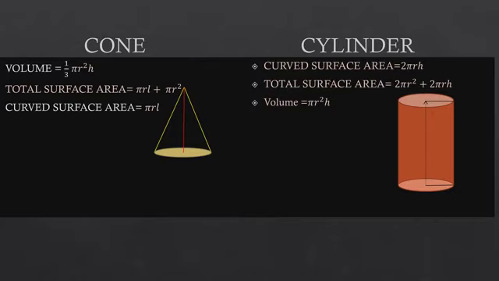Now 2D shape is any shape which has a flat surface, any shape which does not have a height. Whereas any shapes that have a height are your 3D shapes. Now in the figure you see we have a cone. So the volume of a cone is calculated as 1 by 3 pi r square h, whereas the total surface area is calculated as pi r l plus pi r square.